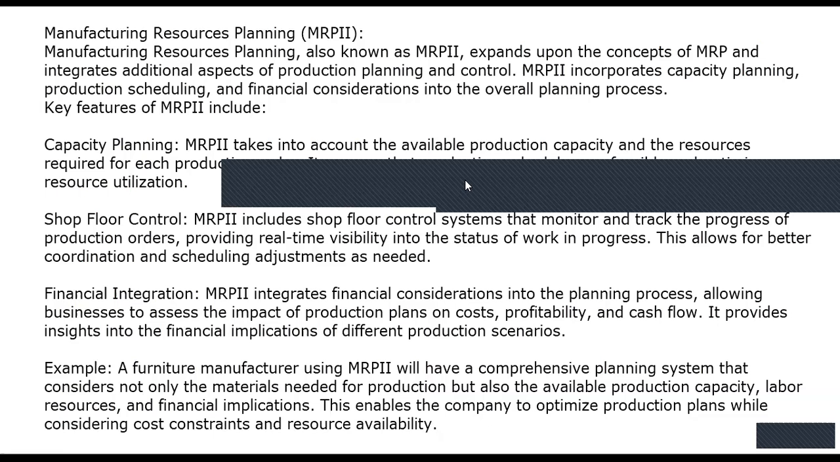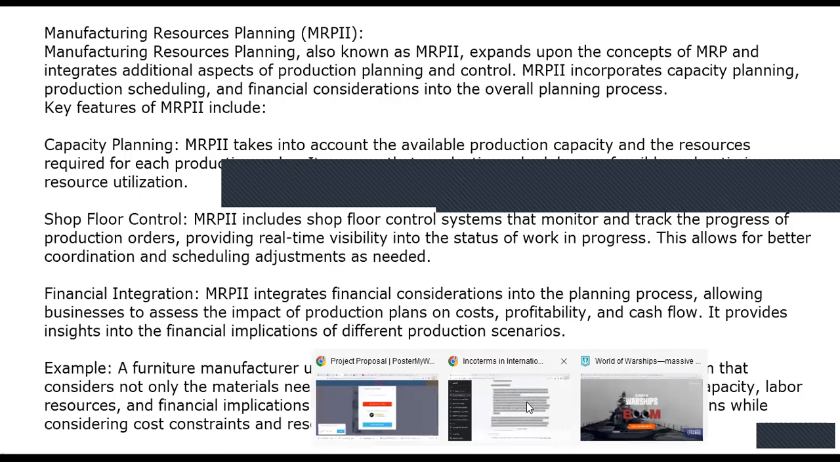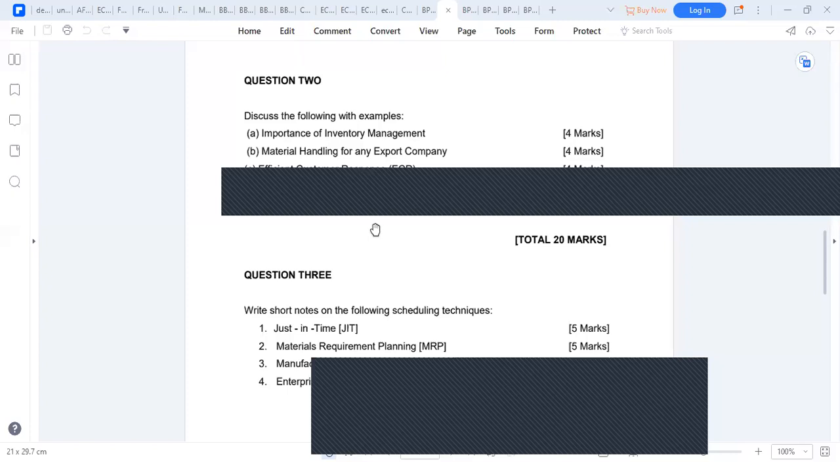that will not only consider the materials needed, but will also look at the available capacity of production, such as the resources of labor and the financial implications. This model will also enable the company to optimize production while considering cost constraints. So it is a modified model that factors in financial projections. And lastly, we have what we call ERP.